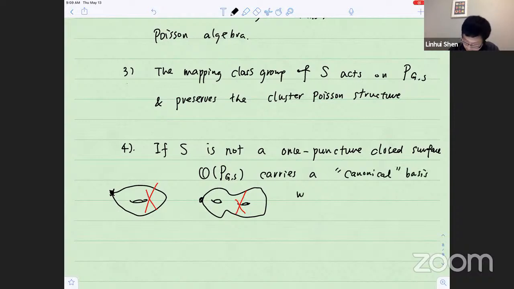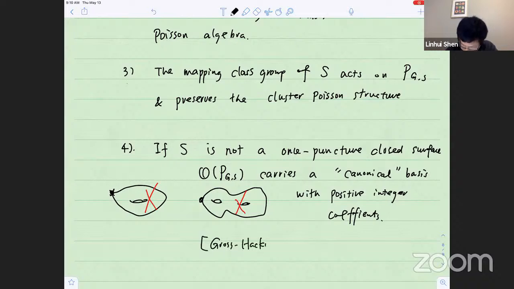with positive integer coefficients. These are some constructions of Gross, Hacking, Keel, and Kontsevich. They construct a formal basis for this space by counting broken lines on scattering diagrams. In general, they are not a basis for the cluster Poisson algebra, but you have to prove some other condition, like the existence of a maximal green sequence and so on, to make sure that the basis constructed is a real basis. And we can prove this for this surface.